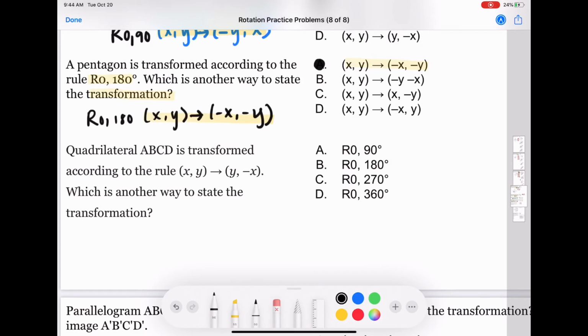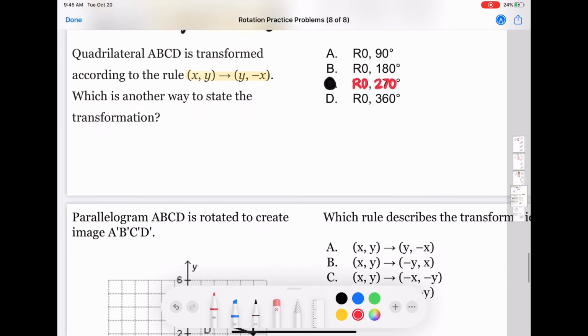Sometimes, however, we are given the mapping rule and being asked to find what the specific transformation was. So here we have quadrilateral ABC is transformed according to the rule. And here we see we switched the x and y coordinates and then negated the x. What is another way to state this rule? Well, another way to state this rule is a rotation about the origin 270 degrees. Wonderful.